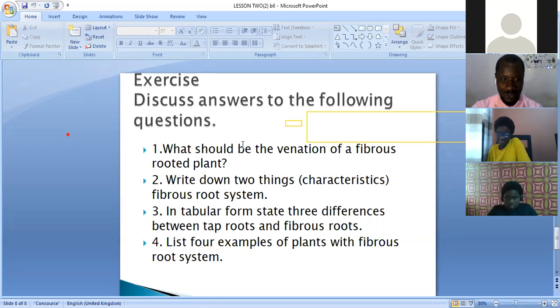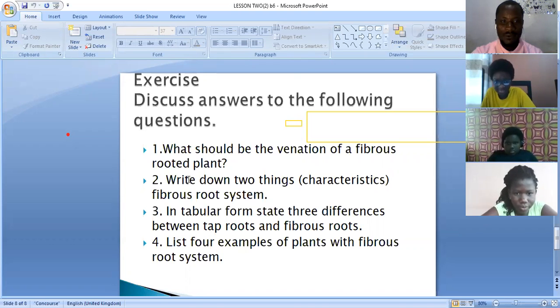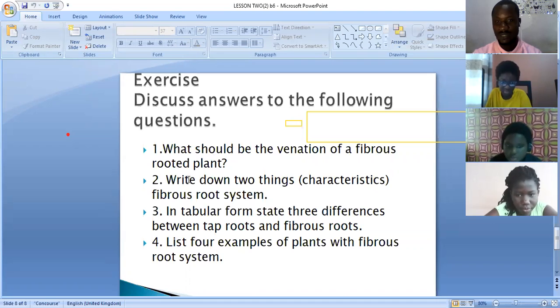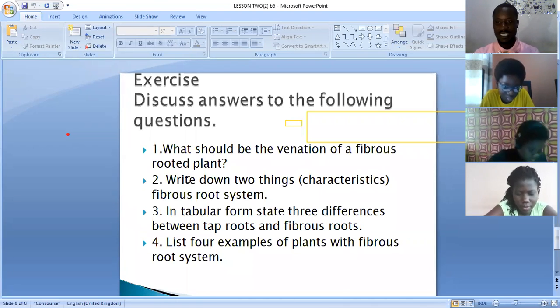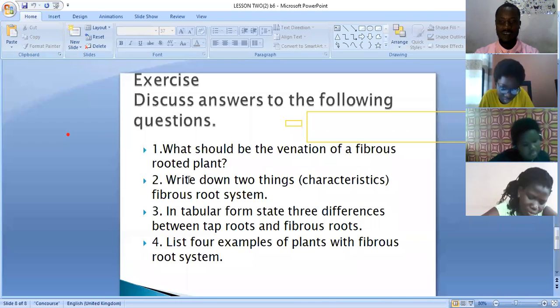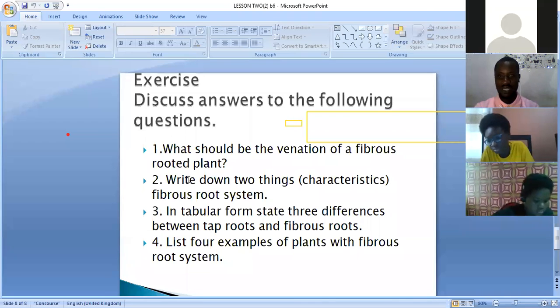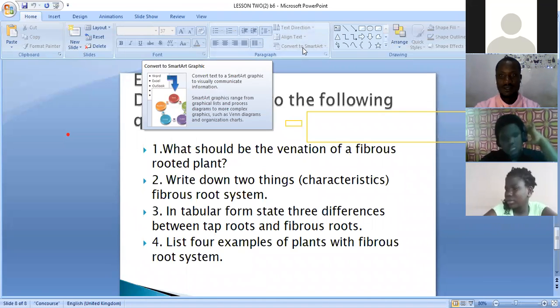So question 2 says, write down 2 things. The things are talking about the characteristics or features of a fibrous rooted plant. Anybody? It can be the physical appearance of the plant or other things. Please don't write the question. It's already on the dashboard. Yes, Safo? Fibrous roots are numerous and thread-like. Good. That's one. Who else wants to give us another?